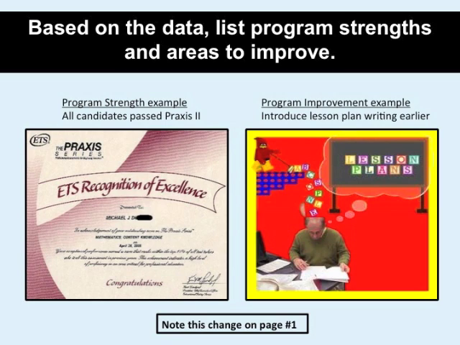We will be using these to build our continuous improvement reports, but we also need you to improve your program each year. In these examples, a director listed the fact that all of his candidates passed the Praxis 2 test on their first attempt as a strength for the program. Another director listed that lesson plan writing needed to start earlier in the program. Hopefully that has already been done, and at the end of this year, that change may be a strength.